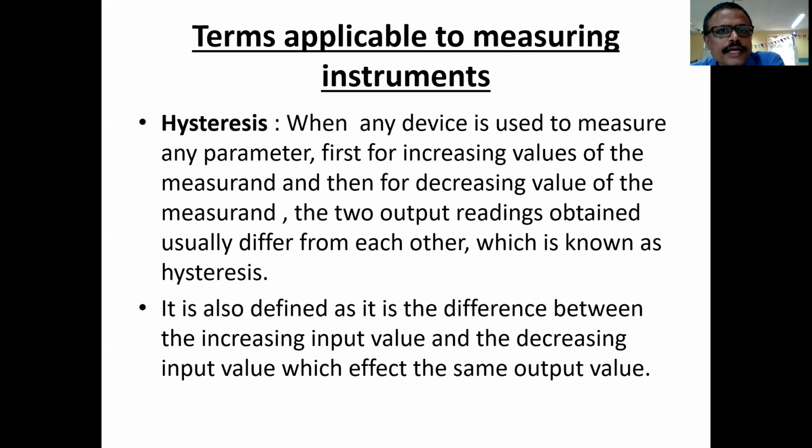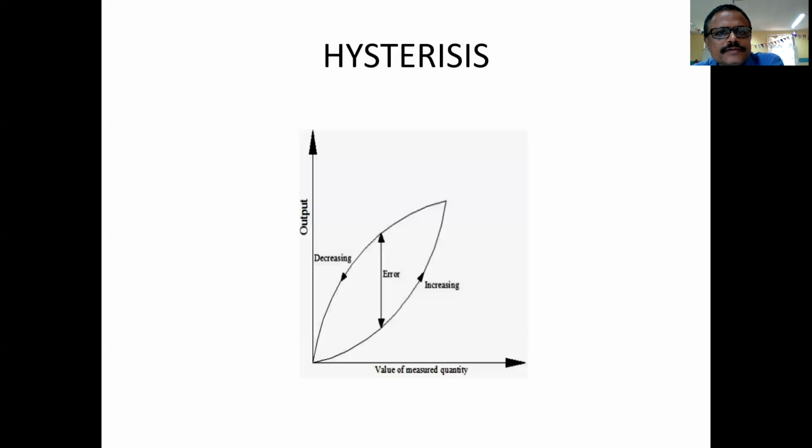Now, another important characteristic of the measuring instrument is the hysteresis. You can see here the input value is plotted as the x-axis. It is called the value of measured quantity. Then here is the output. Now the input is increased gradually, and then the input is decreased like this. In the beginning, input is increased. We are showing it as increasing input, and then there is decreasing input.